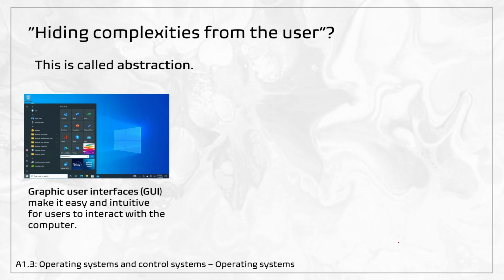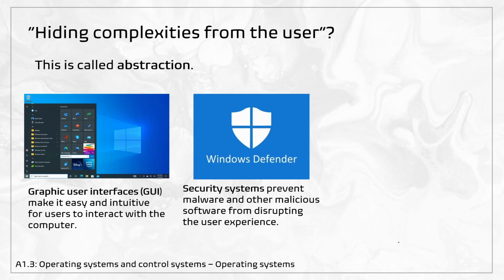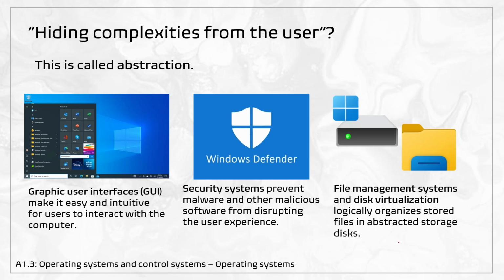For example, the OS is responsible for providing a graphical user interface, or GUI, which provides an intuitive way for the user to interact with the computer. The OS is also responsible for maintaining security systems that defend against malware, such as Windows Defender. The OS also simplifies file management and disks. For example, instead of the user having to input all of the individual bits into the SSD to store a picture, the OS presents the SSD as a giant folder, and the user can simply drag and drop the picture into the SSD, which is really intuitive for the user again.